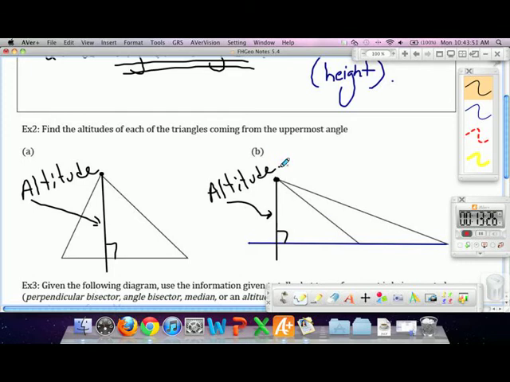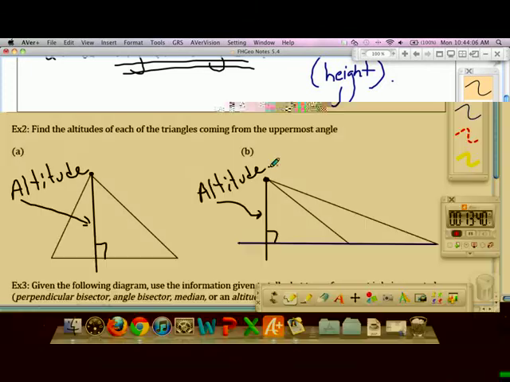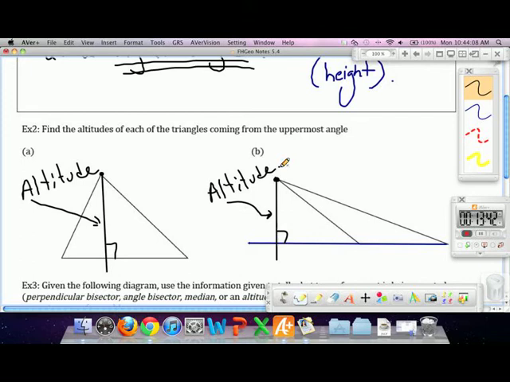Could this help you find area? This definitely will help you find the area of a triangle, because the area formula is base times height, and the height is measured at a perpendicular distance. So if we can find the length of an altitude, then we can find the height of a triangle, or the area of a triangle.